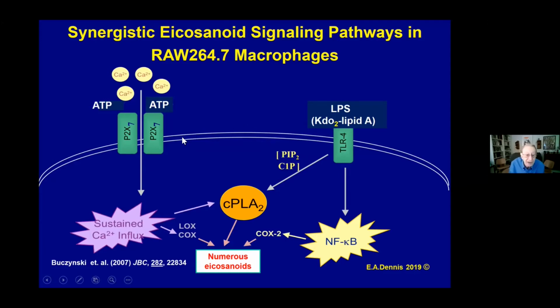Now, there's another kind of receptor, a purinergic receptor, one of which is called P2X7, which is activated by ATP. And when ATP binds to the P2X7 dimeric receptor, calcium influx occurs. Calcium is another way of activating cPLA2. It also is a specific requirement for the activation of lipoxygenase enzymes, and that leads to numerous icosanoids as well.